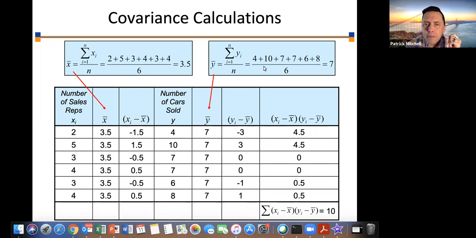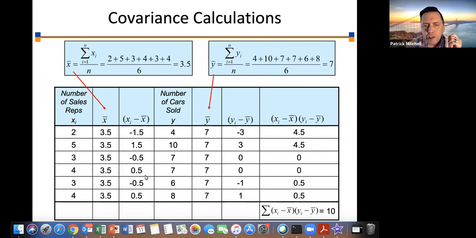So the mean for Y comes out to 7. So here are all the 7s listed here. 4 minus 7 is -3. 10 minus 7 is 3. 7 minus 7 is 0, etc. This is the same thing that you do when you're calculating the sample standard deviation using that first formula that we talked about.